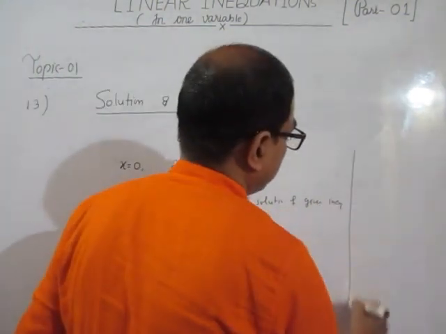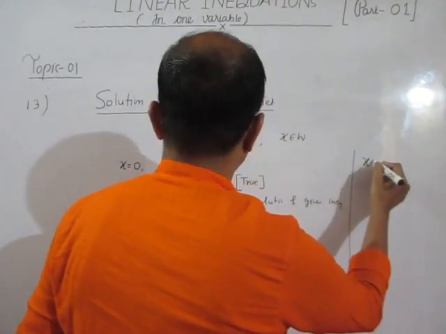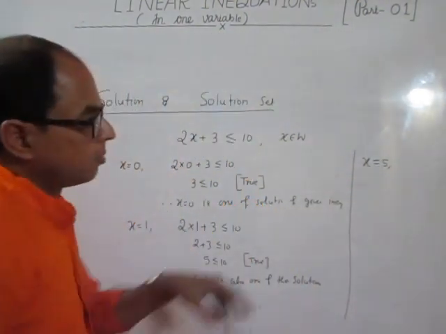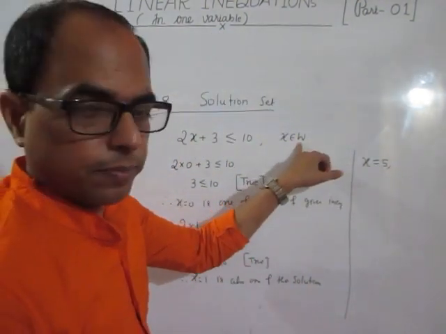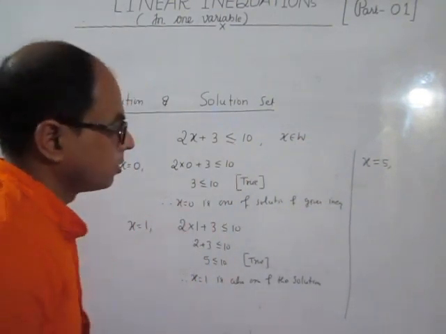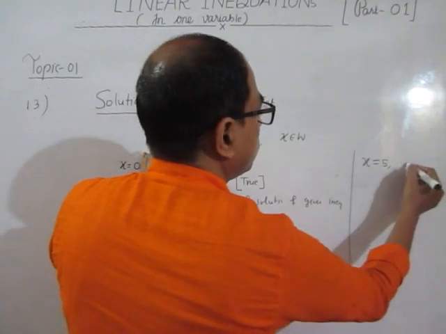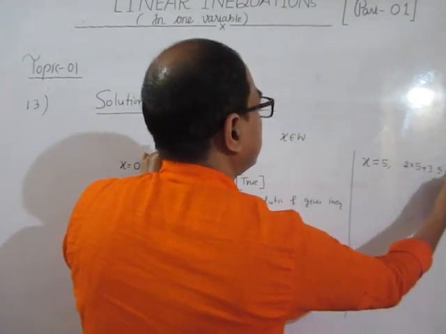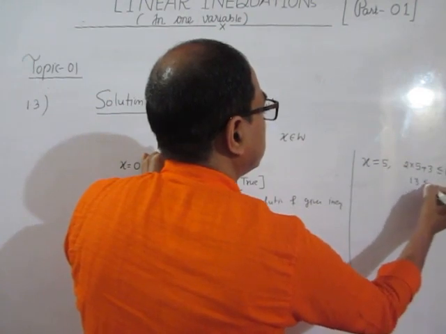Now let us check another number, x equal to say 5. Now this number also belongs to this replacement set. Let us check whether this number is a solution of this inequation or not. So again substitute here, 2 into 5 plus 3 less than or equal to 10. So 13 less than or equal to 10.